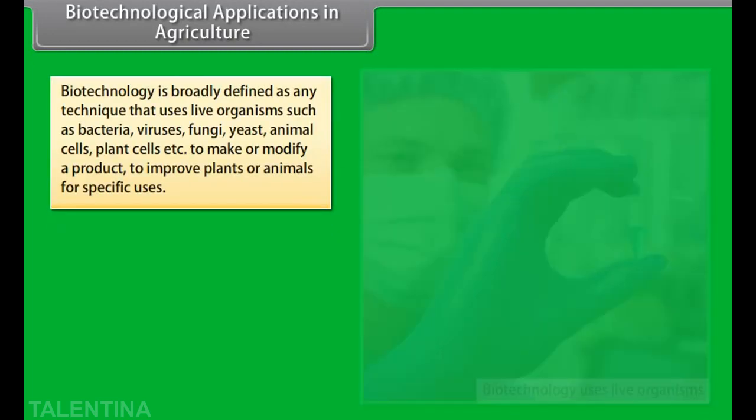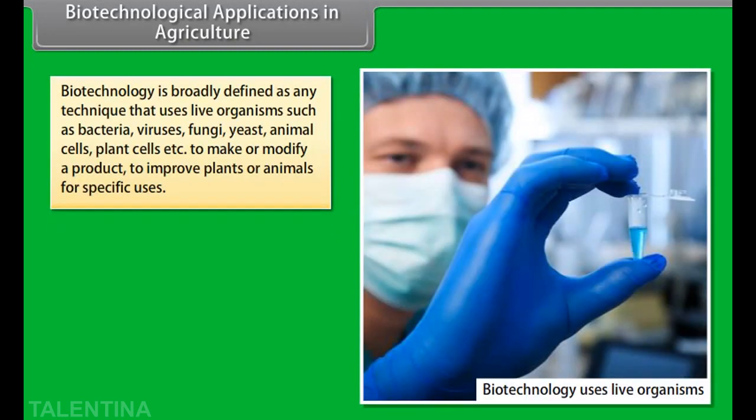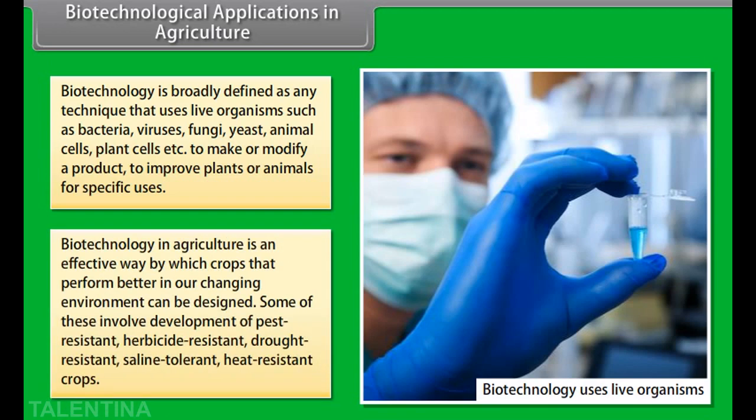Biotechnological applications in agriculture. Biotechnology is broadly defined as any technique that uses live organisms such as bacteria, viruses, fungi, yeast, animal cells, plant cells, etc. to make or modify a product to improve plants or animals for specific uses. Biotechnology in agriculture is an effective way by which crops that perform better in our changing environment can be designed.